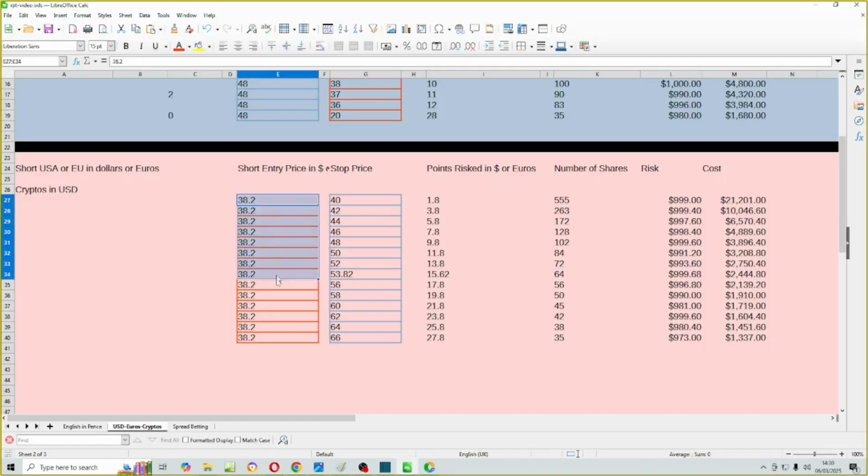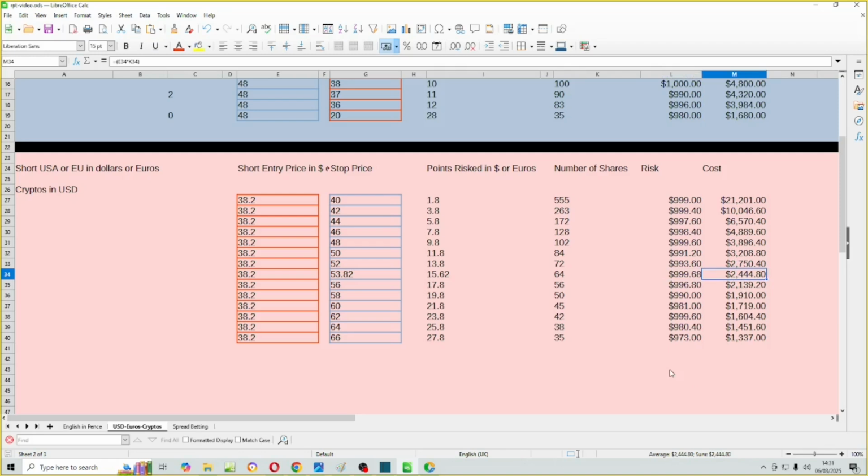So using the Excel sheet, the short entry price is here, and these are all the different stops, so you can see the value changing. So if the stop is very tight at 40, we've got a short position of $21,201. If we've got a wide stop here, 66, we can only sell 35 shares and we've got a position of 1,337. But the risk is always $1,000 or just under because of the rounding. So the precision stop has suggested 53.82, giving us 999.68 risk and a deal size of 2,444 euros.